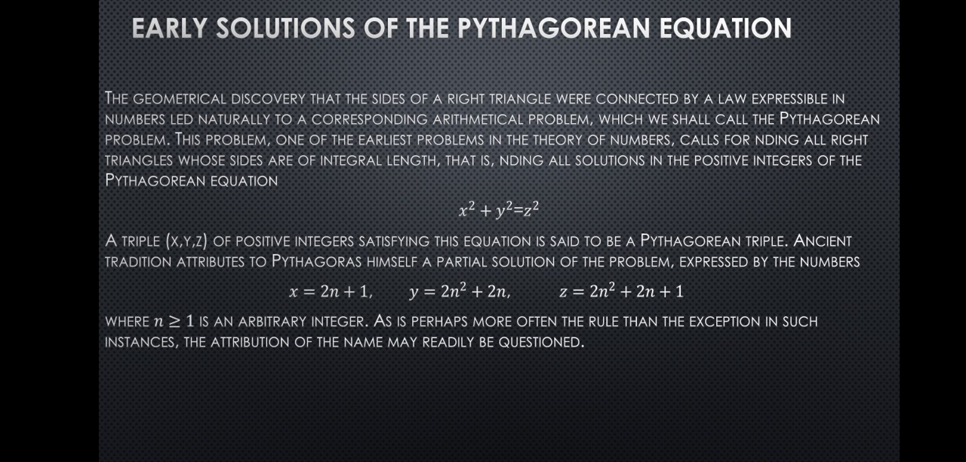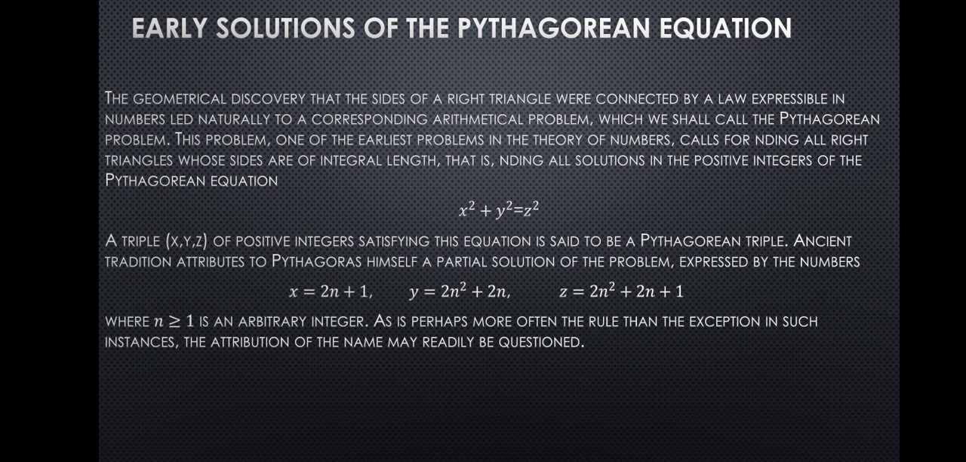2. Early solution of the Pythagorean equation. The geometrical discovery that the sides of a right triangle were connected by a law expressible in numbers led naturally to a corresponding arithmetical problem, which we shall call the Pythagorean problem. This problem, one of the earliest problems in the theory of numbers, calls for all right triangles whose sides are of integral length. That is, all solutions in the positive integers of the Pythagorean equation.